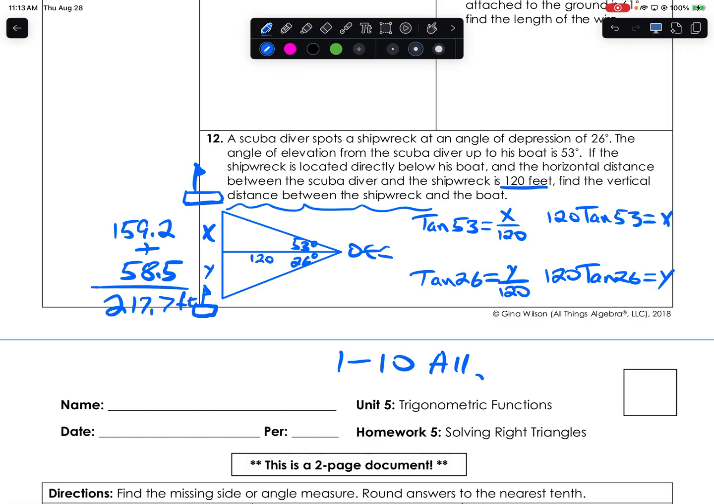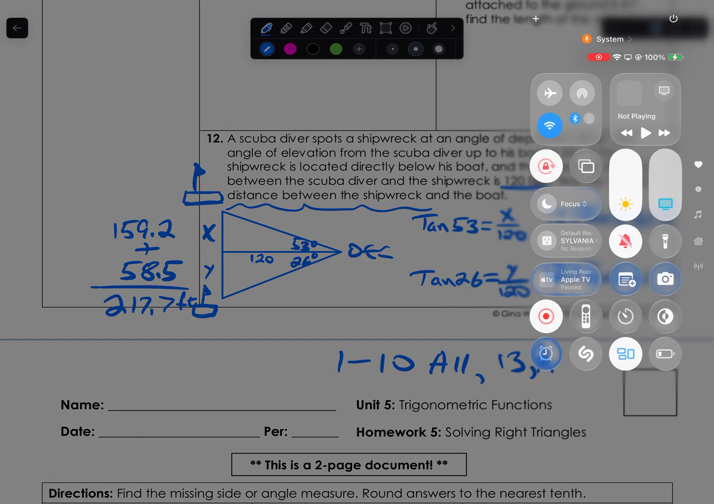Okay, so 217.7 feet. Don't forget your units. You're doing 1 through 10 all, and we're going to do 13 and 14. I did 12 in first period, and 12 is weird. It doesn't work well. I'm going to switch that. I will display answers up here. Remember, let me stop this video real quick.